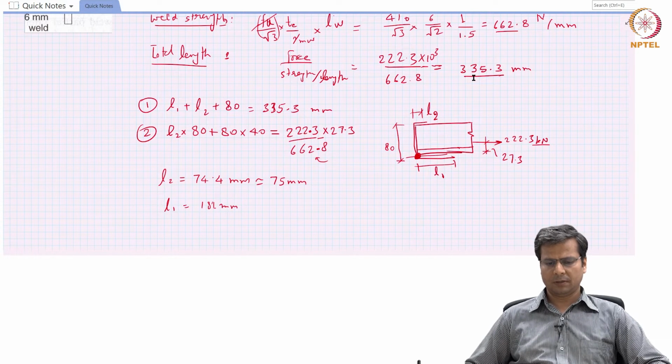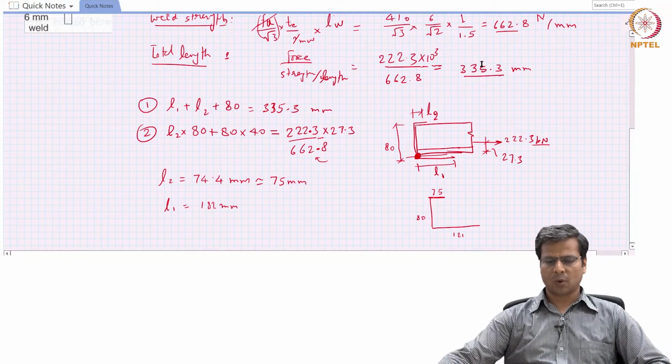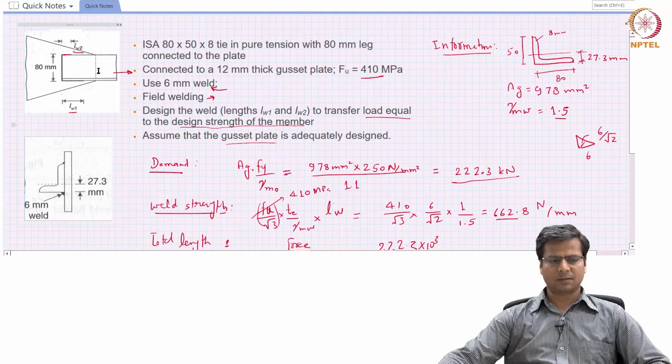So basically, now we have calculated the total weld length. Total weld length will be 335 approximately, out of which 75 will be L2, 80 will be on the side, and then 181 will be provided at the bottom. So this will be the total weld length to be provided to be able to resist the applied load concentrically.